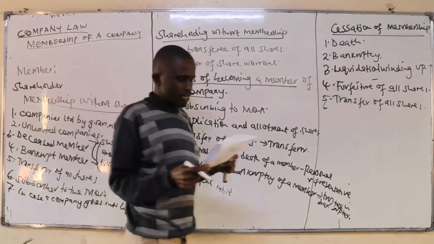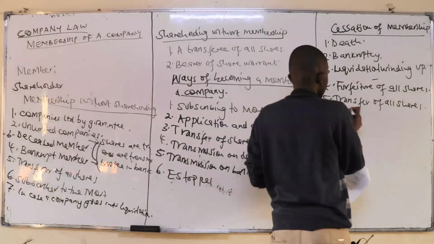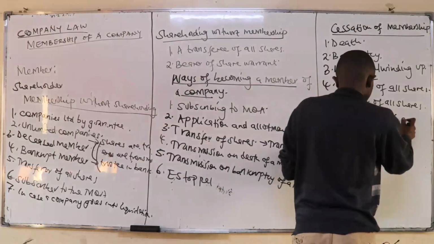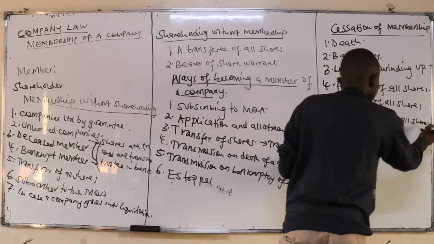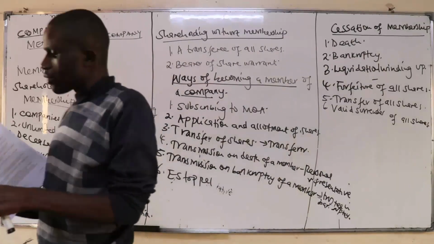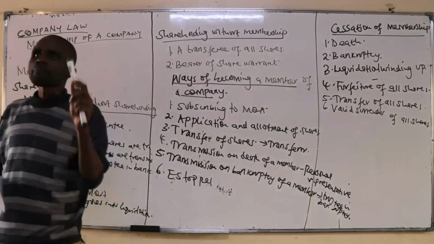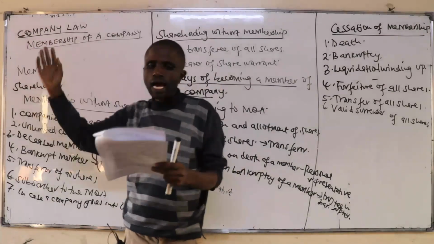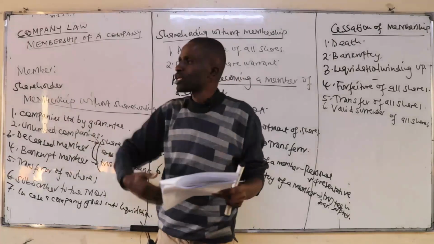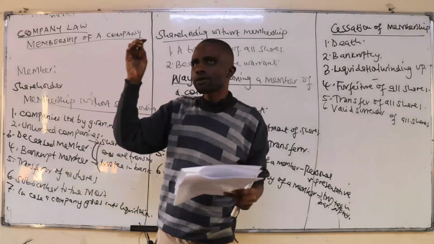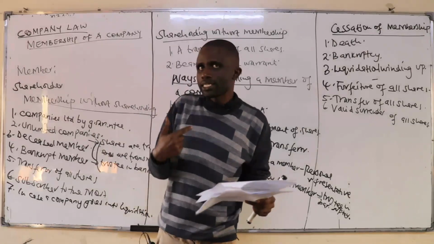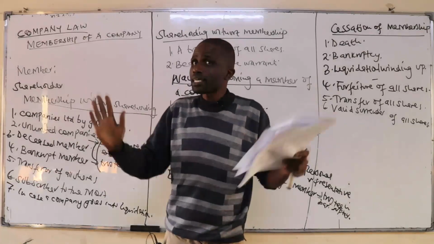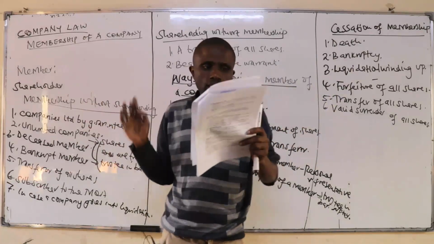Yes. Then valid surrender of all shares. Forfeiture is the company cancelling, but valid surrender is the person giving up his shares. He doesn't want those shares. Forfeiture is initiated by the company itself, but valid surrender is by the member himself. Are you together? The member surrenders and decides that he doesn't want those shares.